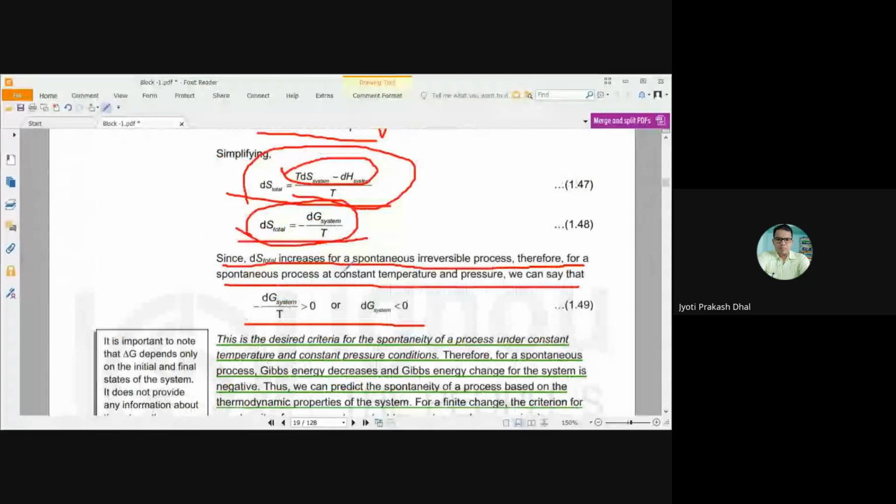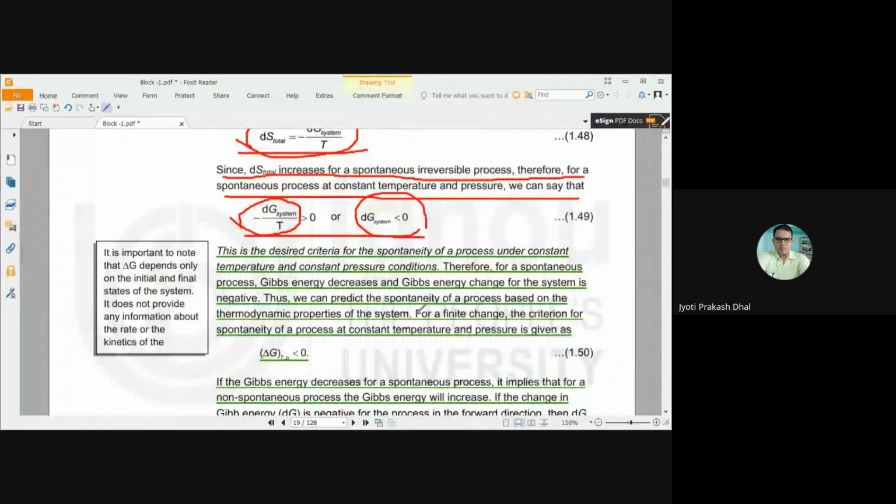Since dS total increases for a spontaneous irreversible process, therefore for a spontaneous process at constant temperature and constant pressure, minus dG system divided by T should be greater than 0. That means dG system should be less than 0. So this is the desired criterion for spontaneity of a process under constant temperature and constant pressure condition. Therefore, for a spontaneous process, Gibbs energy decreases, and the Gibbs energy change of the system should be negative. Thus, we can predict the spontaneity of a process based on the thermodynamic properties of the system.